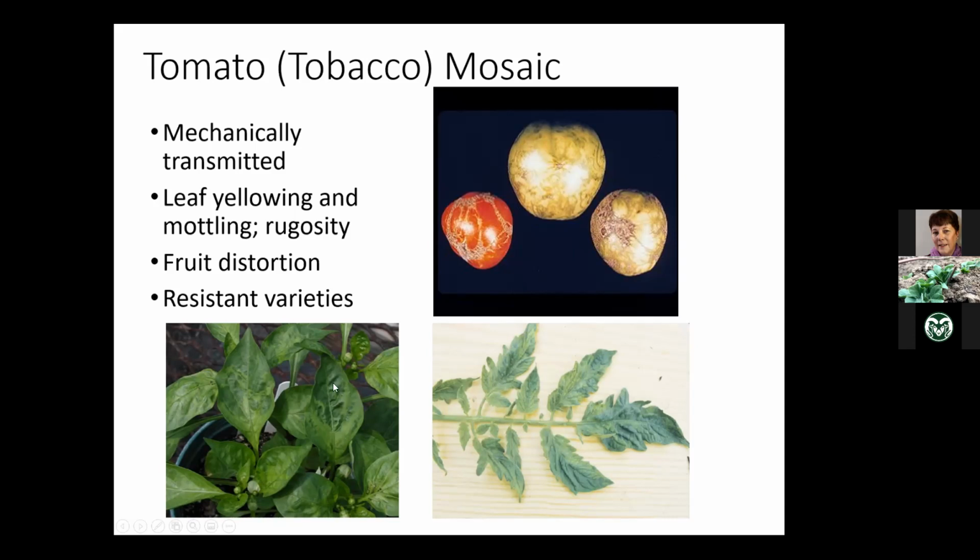Here on this pepper in the left-hand picture, you can see the rugosity, this puckering, as well as the light versus dark coloring of the leaves. So you would be able to see all of this associated with that.